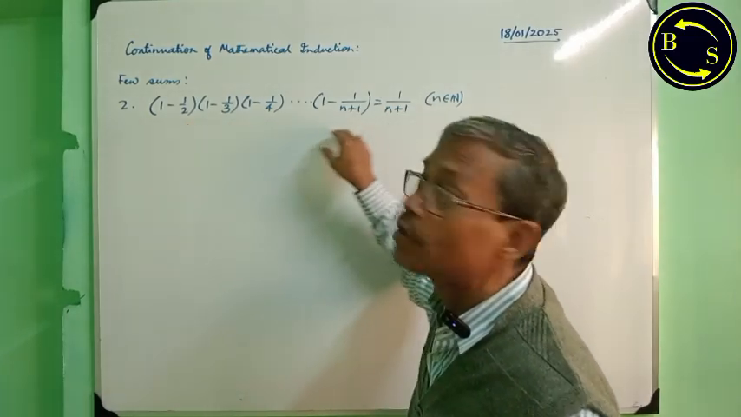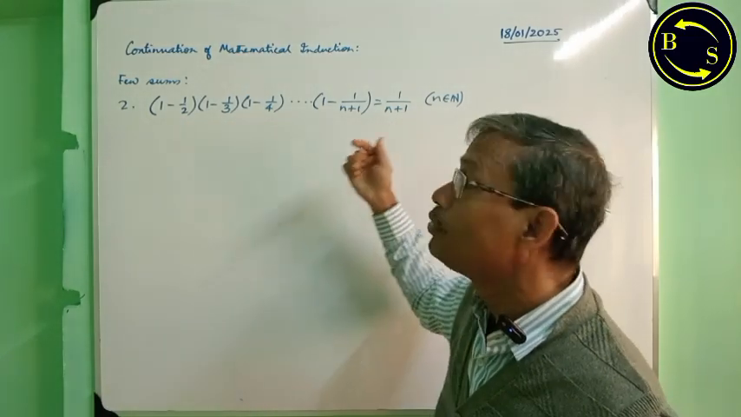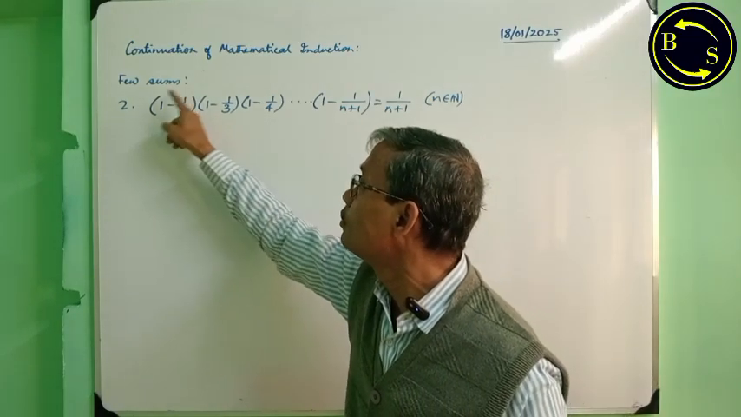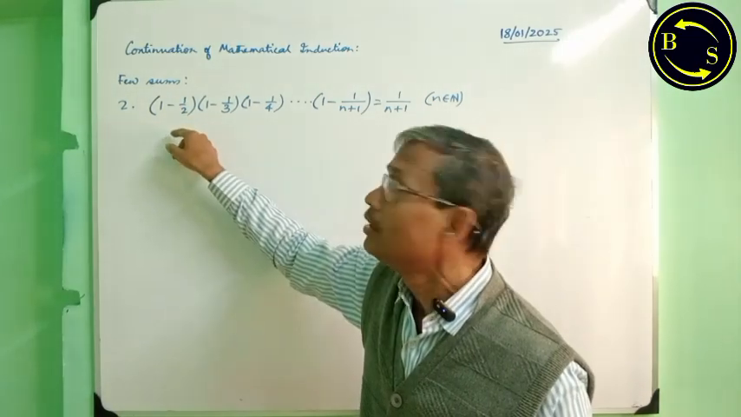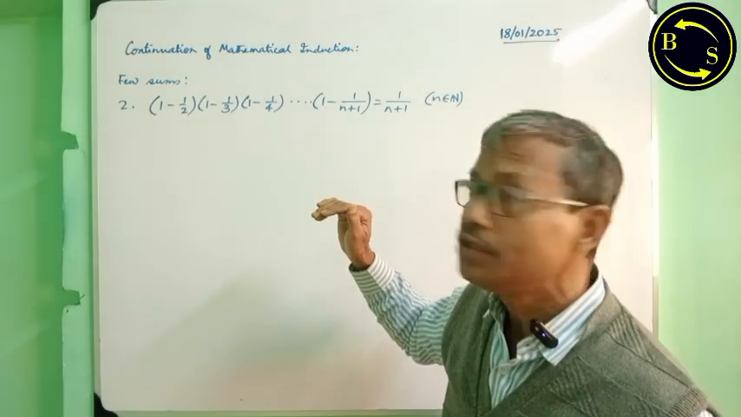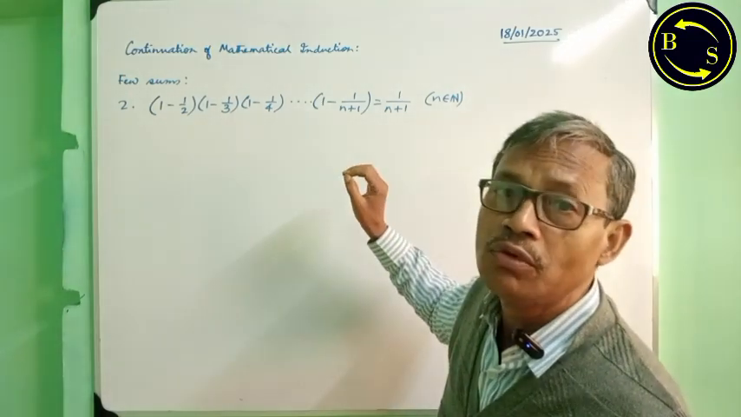Since this is a product, we cannot say we take n equal to 1. In that case, if we take n equal to 1, only one term will be there. Therefore, no case of product. That is why we are to take here the least value n equal to 2.